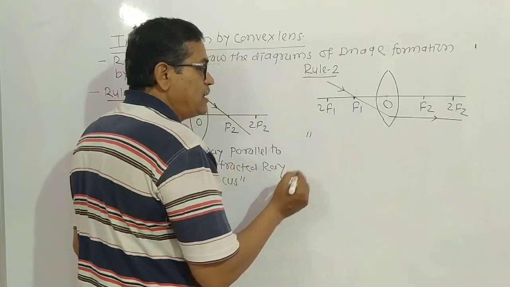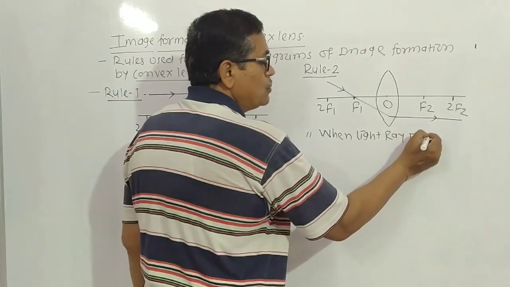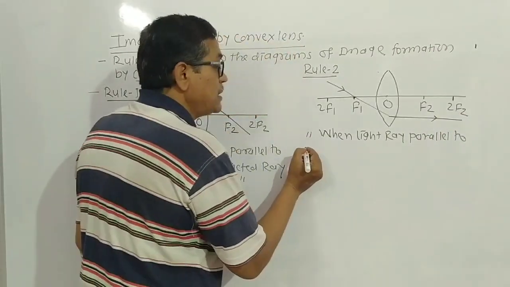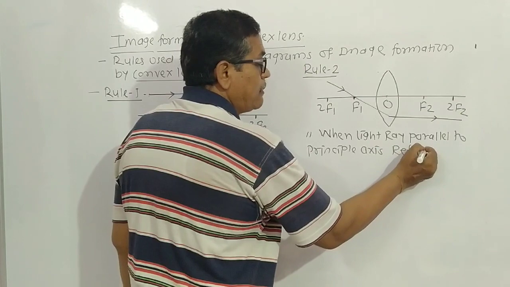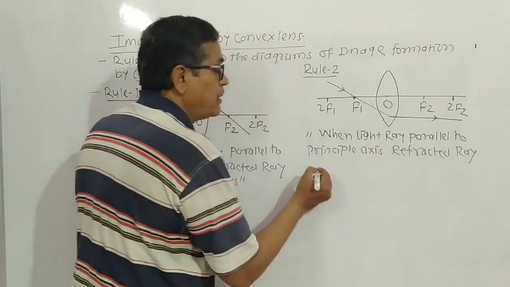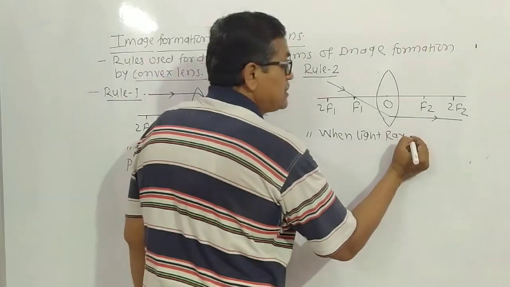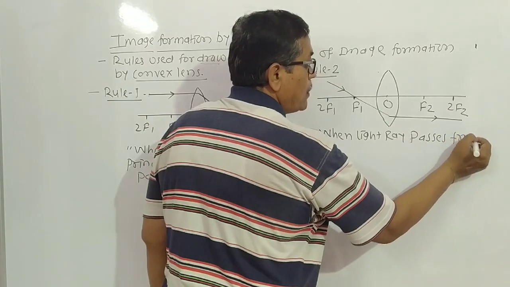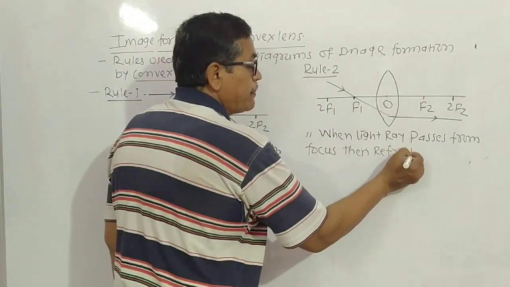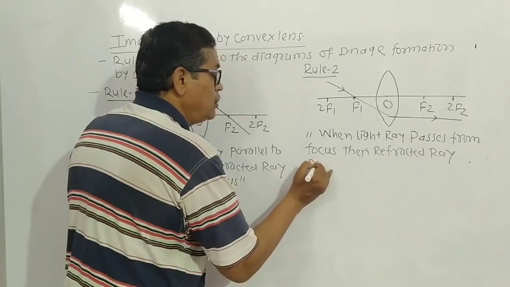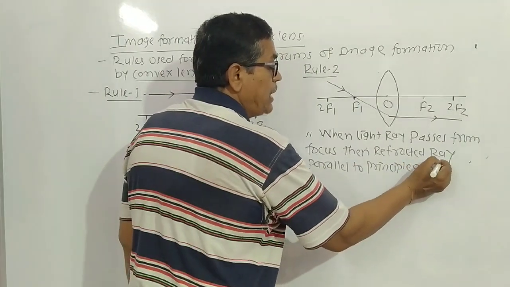Look here, how we state the rule. When a light ray passes through the focus, then the refracted ray is parallel to the principal axis.